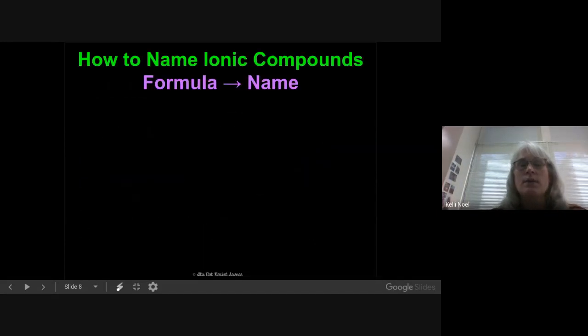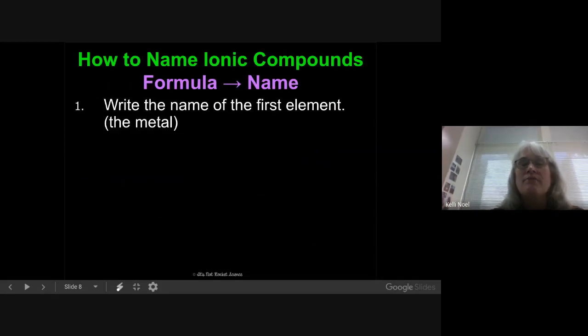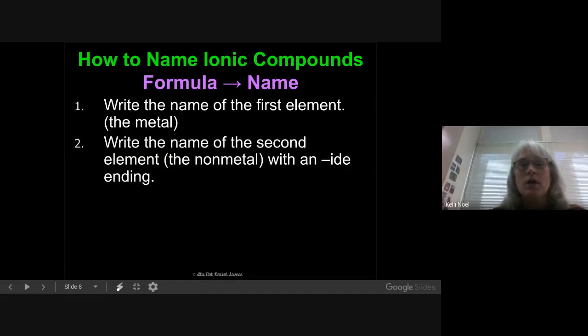All right, so then you may be given the formula and you need the name. So you're going to write the name of the first element, which will be the metal. So you're going to find the symbol on the periodic table, write the name of that element. Always start with the first 2 columns, and then you might have to look in group 3A for aluminum. But typically they're probably going to be in the first 2 columns.